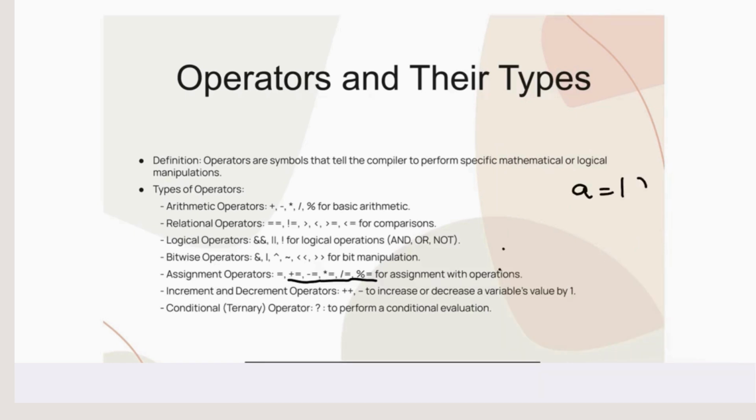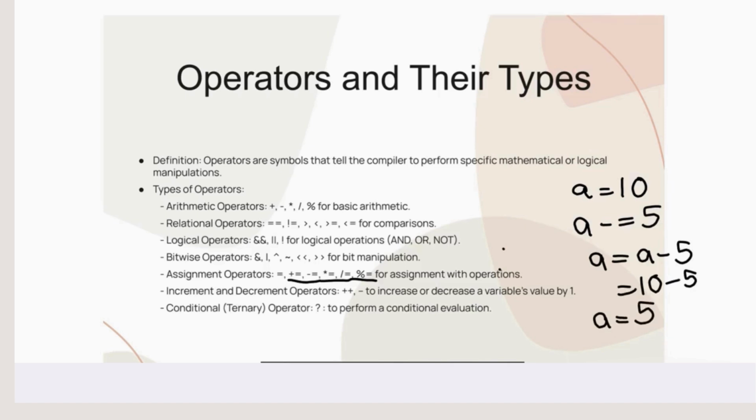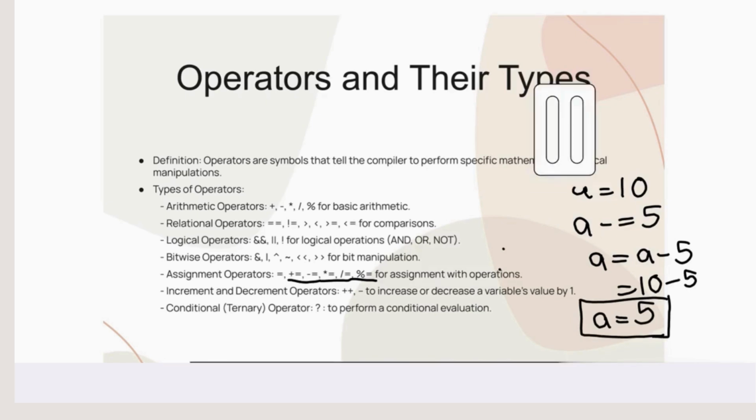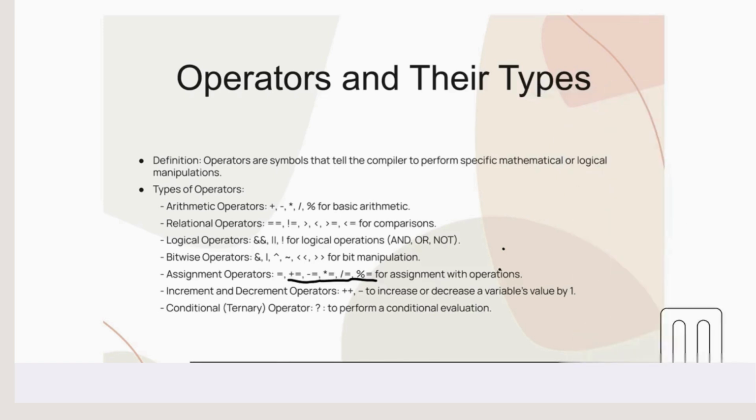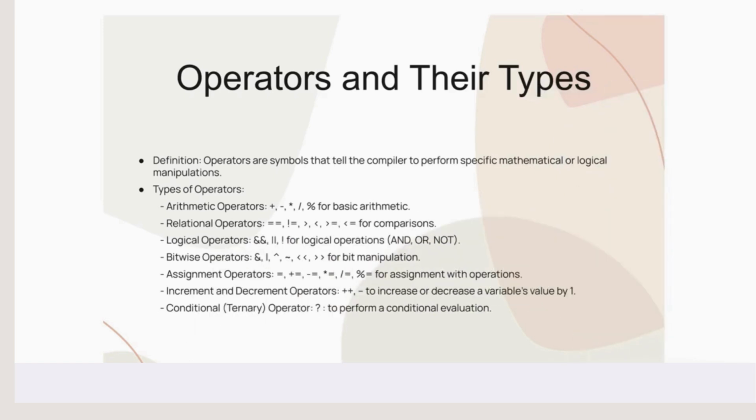a equals to 10 and you are saying a minus equals to 5. Now in this case the expression will be solved as a equals to a minus 5, which will be 10 minus 5 and the new value of a will be 5, which is overwritten from 10. So these shorthand expressions are very useful when you are working in your programs. So this is how assignment operators work with arithmetic combinations.